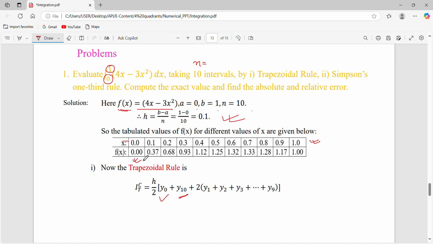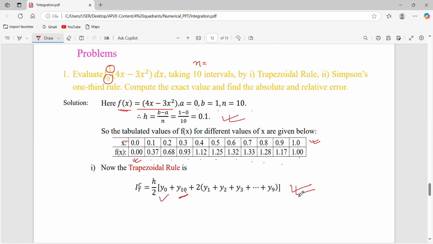Actually there are 11 values: 1, 2, 3, 4, 5, 6, 7, 8, 9, 10, 11. So here y0 value and here y10 value. If you take y0, y1, y2, up to y10. So y0 plus yn, because we know that for the trapezoidal rule, first value plus last value and plus 2 into the remaining values. So this is y1, y2, y3, y4, y5, y6, y7, y8, y9. Okay.